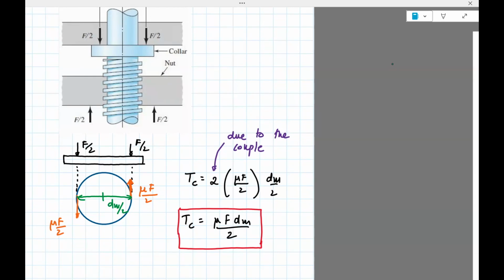These forces form a couple. So the torque due to the collar would be 2 times, because of the couple, the two forces, mu F divided by 2 is the friction force, and then dm divided by 2. This is basically the force resisting motion as you twist the screw against the collar. So this is the expression for TC. There will be an additional torque if you have a collar. Of course, if the friction is 0, then you don't have to worry. There are no forces preventing motion, and TC will be 0, which makes sense.